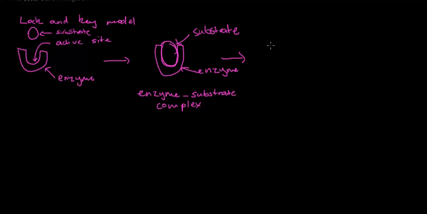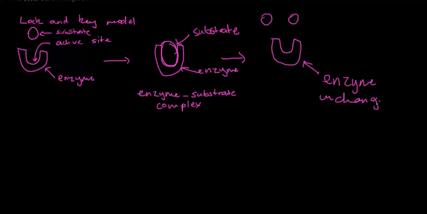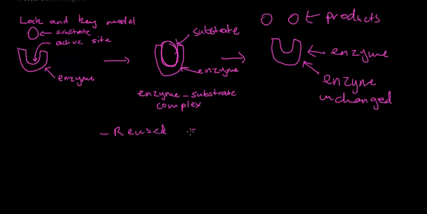So now we can see that the enzyme has allowed for the substrate to turn into two different products. So these are our products, and it has remained unchanged. So the enzyme itself remains unchanged and is unaltered in the lock and key model. So these are our products, and this is our enzyme, obviously. And now it can be reused again and again.